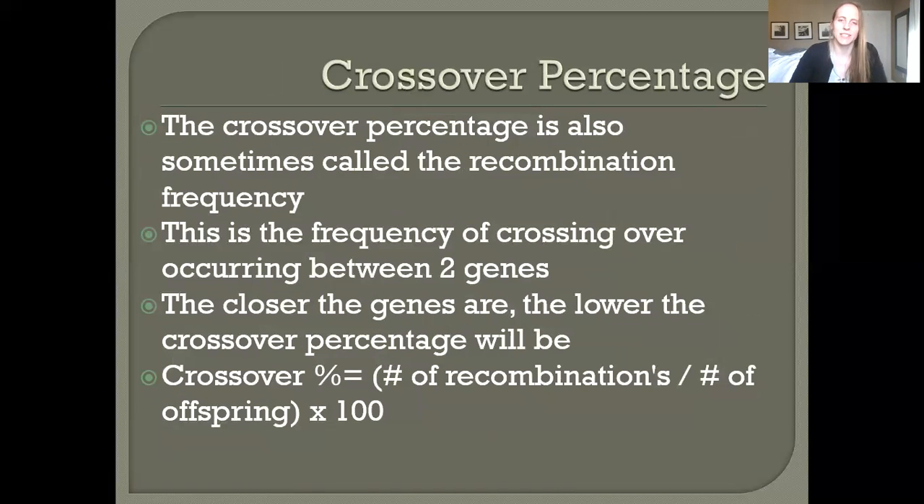So the crossover percentage is sometimes called the recombination frequency, and it's just the frequency that crossing over will happen between two genes. The closer together the genes are on the chromosome, the lower the crossover or recombination percentage or frequency will be. Again, because it's less likely that those genes will get swapped away from each other if they're right next to each other. The further apart they are, the greater the recombination frequency, the greater it is that this one allele will get switched to a different chromosome. We can calculate crossover percentage by doing the number of recombinations divided by the number of offspring, and then of course multiplied by 100 into a percent.